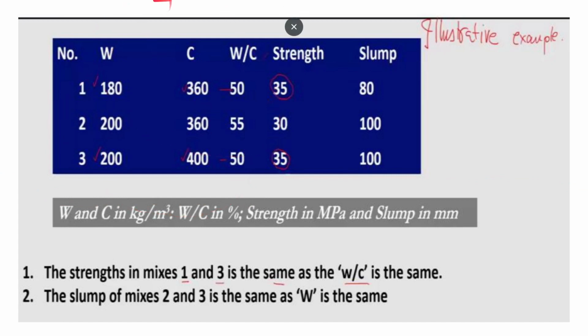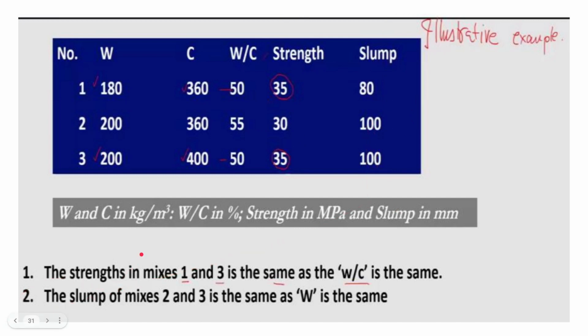Okay, the weight per everything is designed per meter cube, as we just saw. So the W and C, water and cement, is given in kg. W by C is the ratio in percentage. Strength is given in megapascal, and slump, as we know, is given in millimeter.